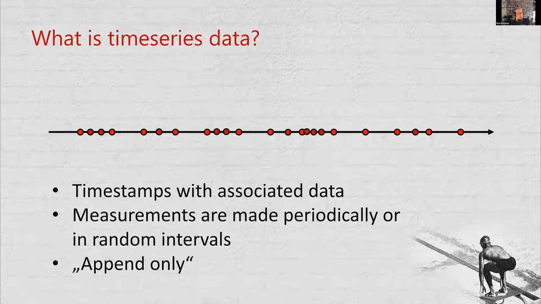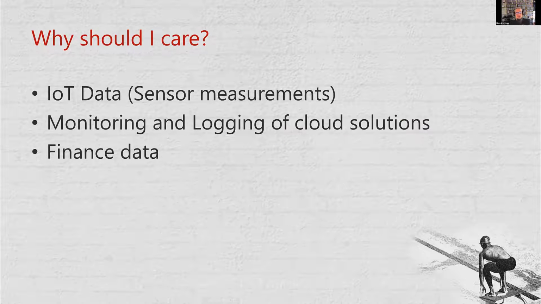And why should you care about time series data? Well, time series data appears in many applications, like Internet of Things applications, where you have sensor measurements measuring some physical capabilities. Also in monitoring and logging of cloud or on-premise solutions, every log message that you send can be viewed as a point of a time series data. And of course, also data like finance data is typically time series data because the stock market value doesn't change in retrospect. You only get new data appended to that.